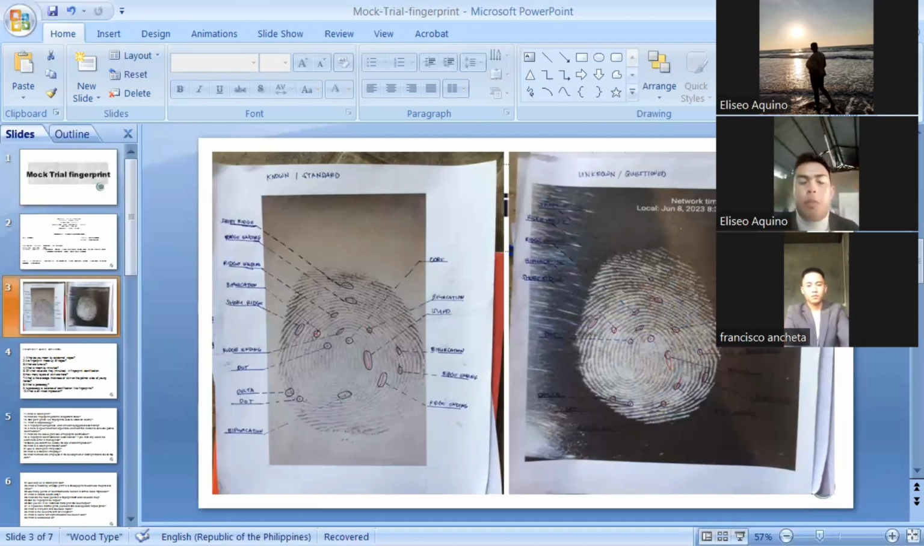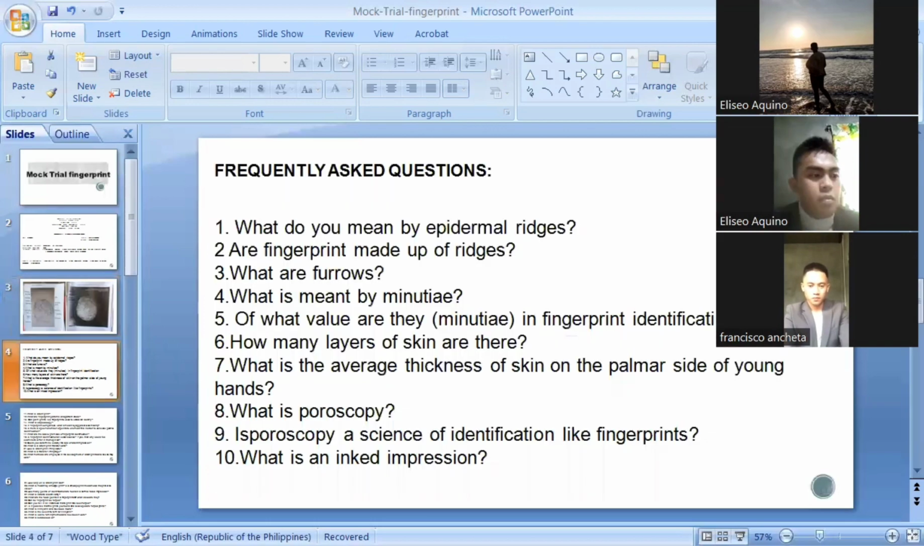So question number 1. What do we mean by epidermal ridges? It refers to the grooves in the outermost layer of skin on the palms of the hand and soles of the feet, with sweat glands. And are fingerprints made up of ridges? Yes, fingerprints are made up of ridges. As you can see, those lines in your fingertips, that's what we call ridges.